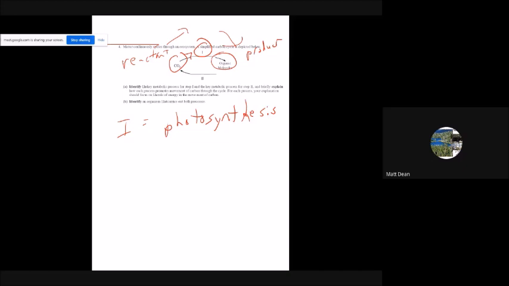And then the second part, explain how each process promotes movement of carbon through the cycle. For each process, your explanation should focus on the role of energy in the movement of carbon. So I might say something like, producers take carbon dioxide in from the air. They then use energy from the sun to combine these carbon dioxides, to bind them together, to form a sugar, an organic molecule.